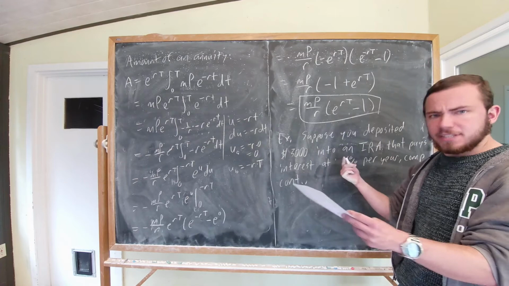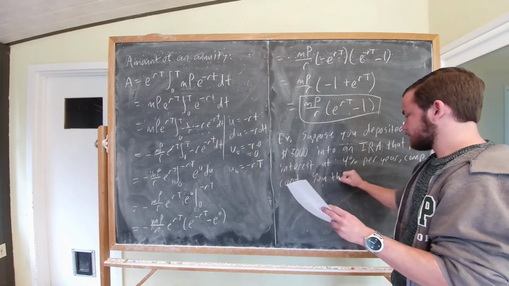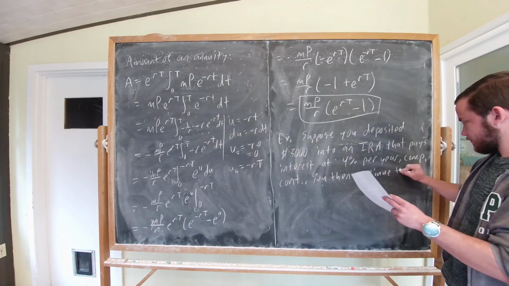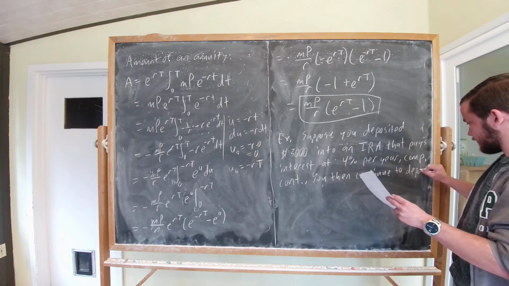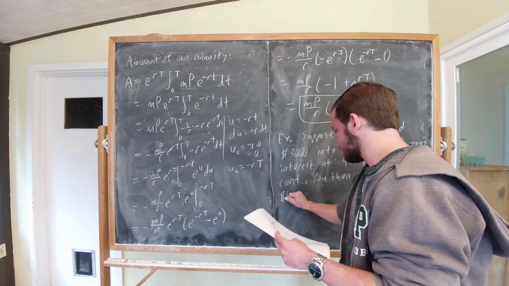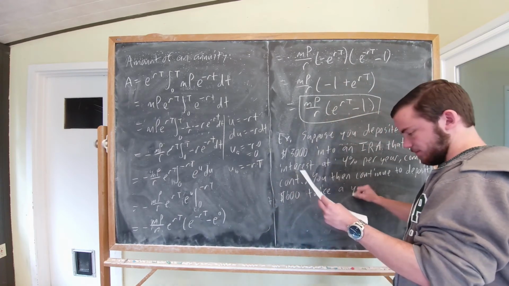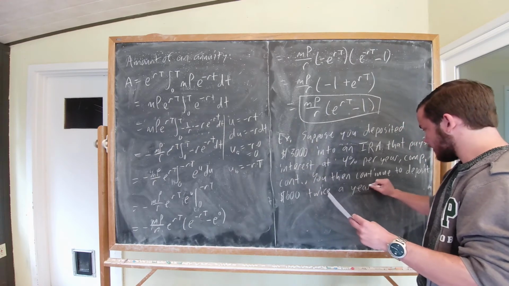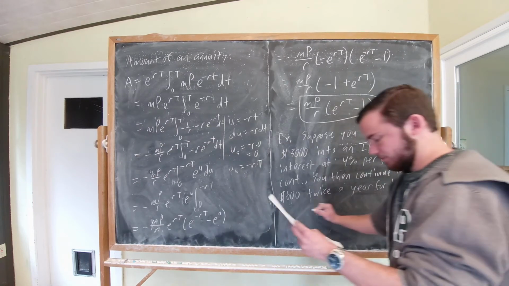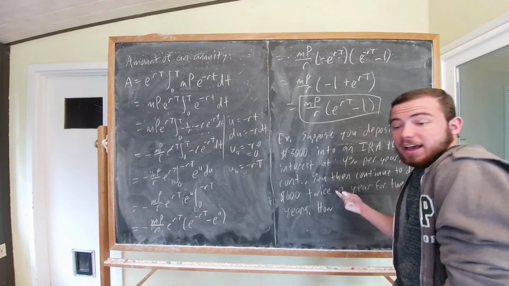And then let's say you continue to deposit into the IRA. You then continue to deposit $600 twice a year for 20 years. How much is in the IRA after 20 years?